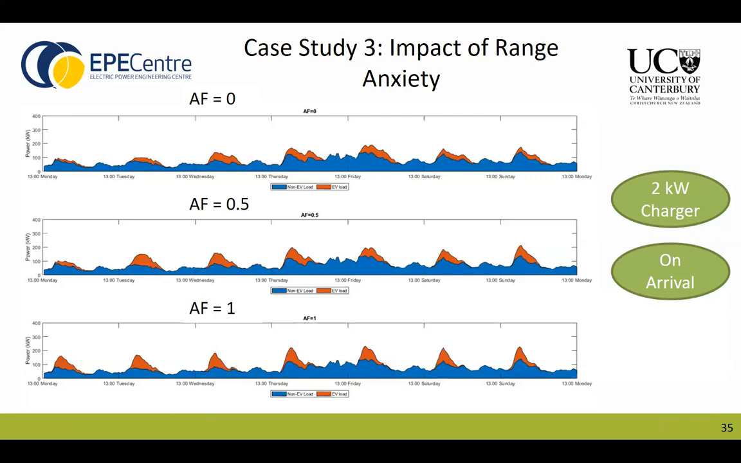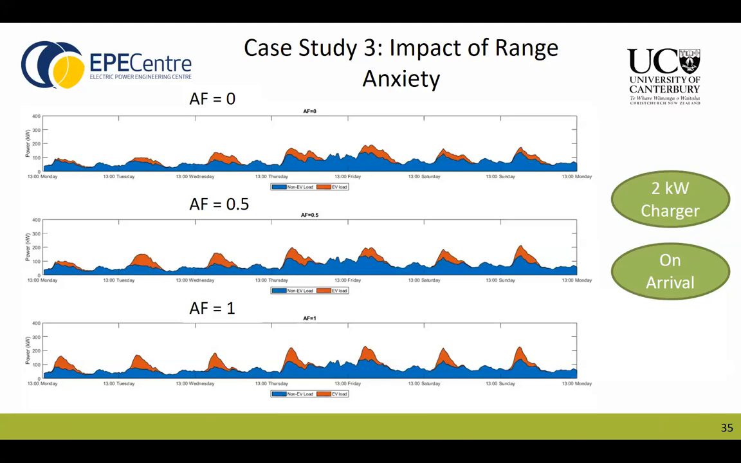At the other end of the spectrum, an anxiety factor of 0 means that the EV owner will only charge if their arrival state of charge at night is less than that required for their journey the following day. Any intermediate values, for example, 0.5, describe varying degrees of anxiety regarding whether or not to charge.